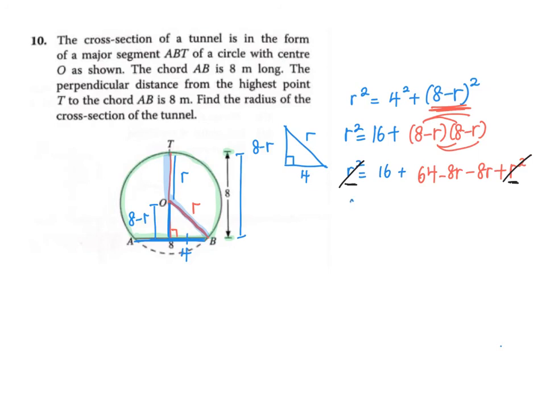I'm left with 0 equals 16 plus 64, 80 minus 16R. So shifting the terms over, I got 16R equals 80, R equals 5. Therefore, the radius of the cross section of the tunnel is 5 meters.